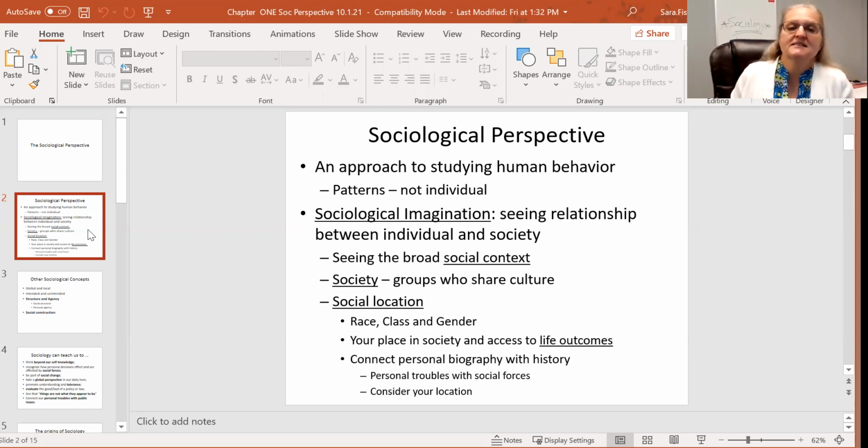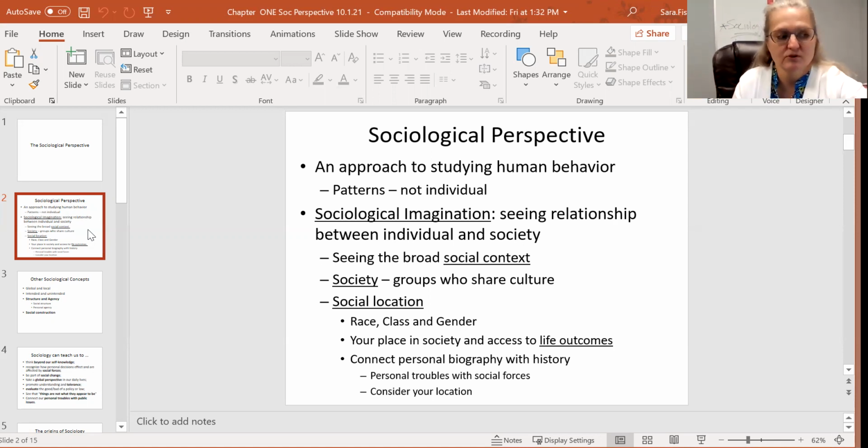So my point is this is one way to try to understand human behavior. There are a variety of other ways, but throughout the semester I'm going to be talking from that perspective, from what we call the sociological perspective. And we're going to be looking at patterns amongst large groups of people. We're not going to be talking about the individual.